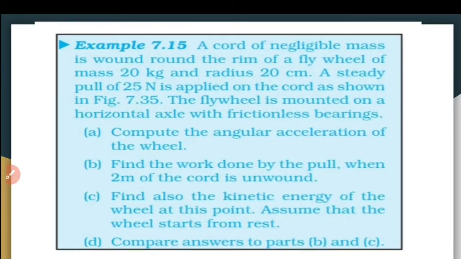Welcome to today's lesson in physics. Today we are discussing a few problems.